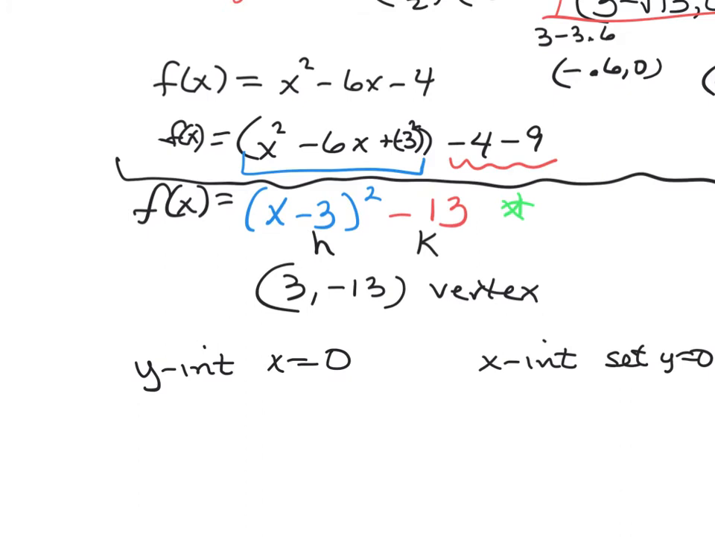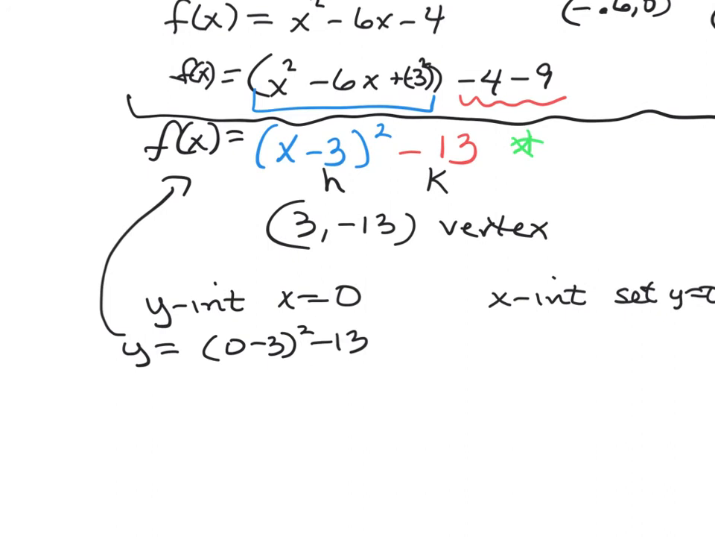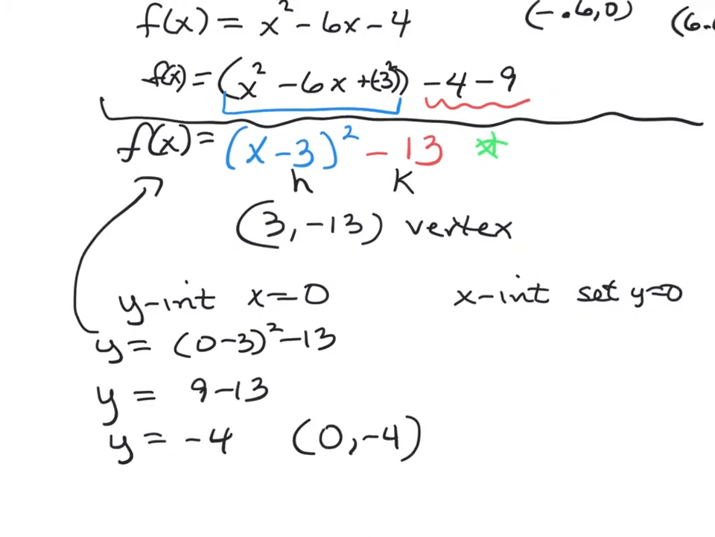So for the y-intercept, we're going to do y equals, make x equal 0, 0 minus 3 squared minus 13. I'm now using this function just to show you I'm going to get the same thing. So then I get y equals negative 3 squared is 9 minus 13, and I get negative 4. My y-intercept is 0, negative 4, which is the same thing I had before.